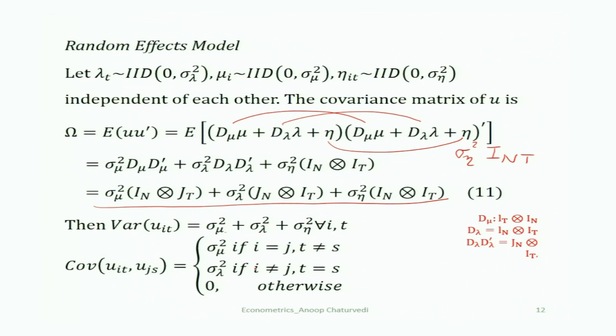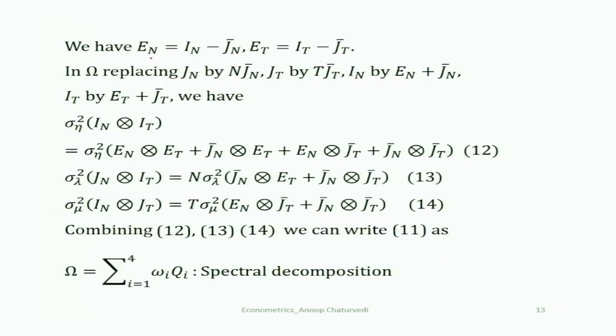And if t is equal to s, I is not equal to j, then you get a term involving, say, u I t u j t. Then we write u I t equal to mu I plus lambda t, u j t as mu j plus lambda t. So ultimately you get a term involving lambda t square, which has expectation sigma square lambda, and it is 0 otherwise. Now we have E n equal to I n minus j bar n, and E t equal to I t minus j bar t.